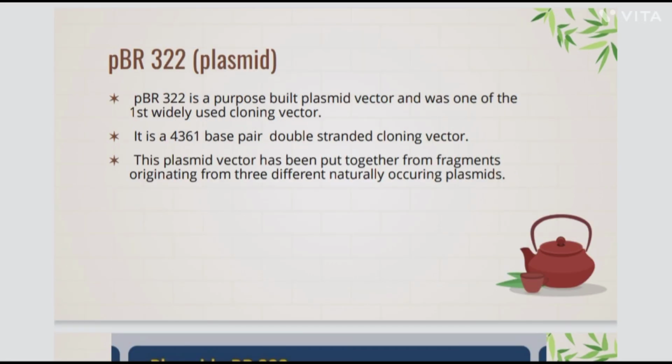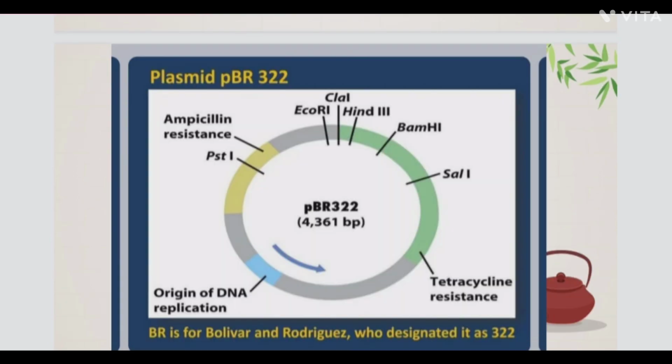pBR322 plasmid is an example of a plasmid. pBR322 is a purpose-built plasmid vector and was one of the first widely used cloning vectors. It is a 4361 base pair double-stranded cloning vector. This plasmid vector has been put together from fragments originating from 3 different naturally occurring plasmids. This is the well-labeled diagram of plasmid pBR322.